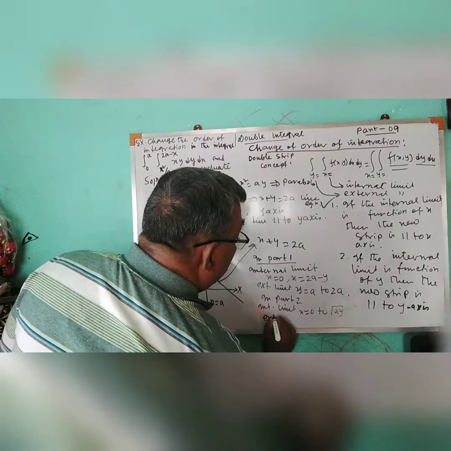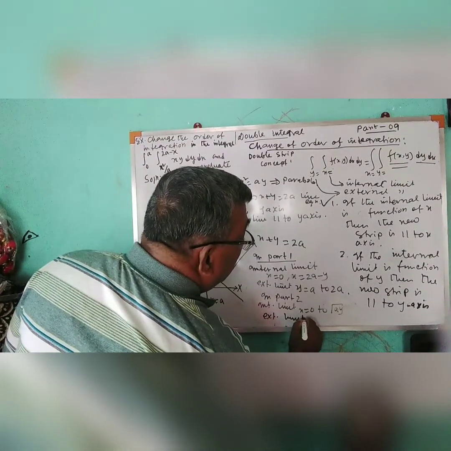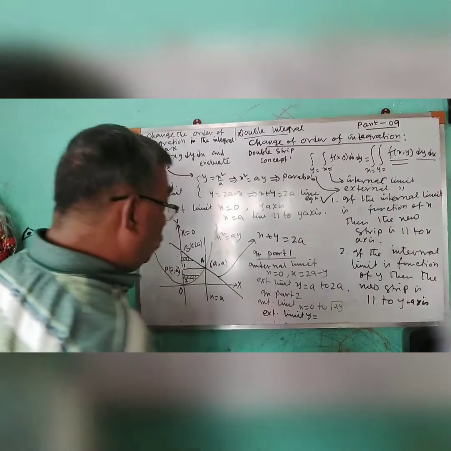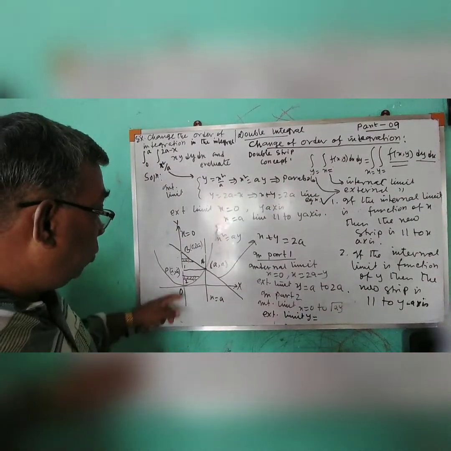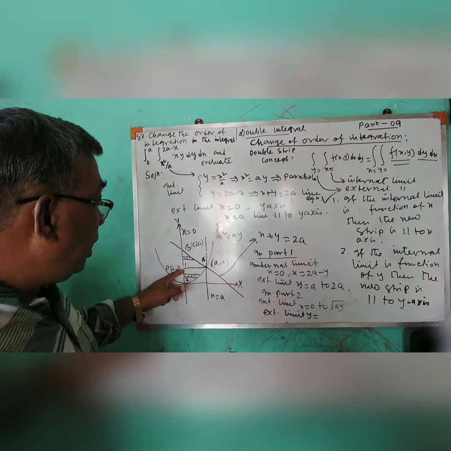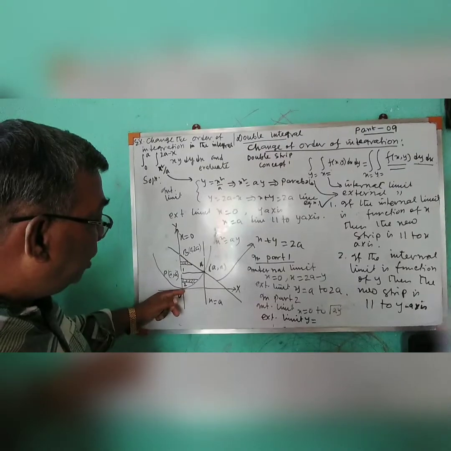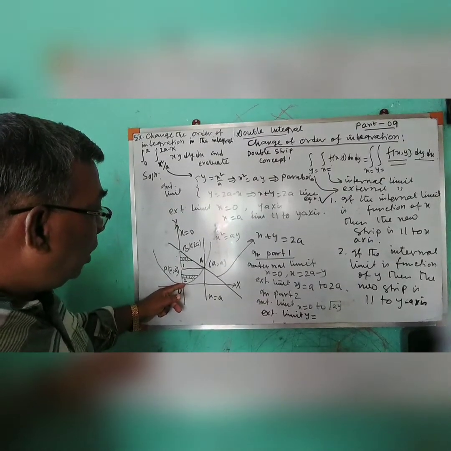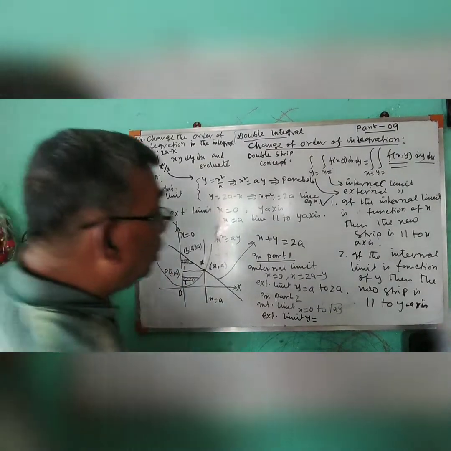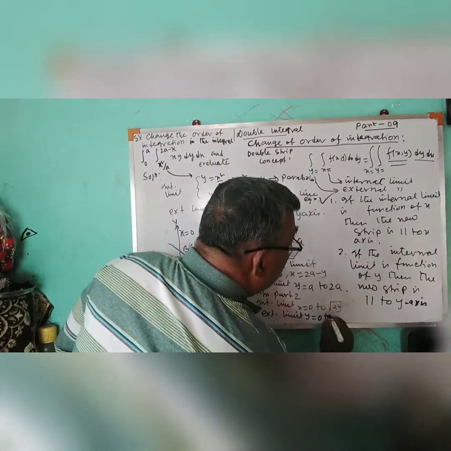The external limit, y equal to 0 to a. If we move the strip up and down, at this point it is y equal to 0 and at this point y equal to a. So y equal to 0 to a.